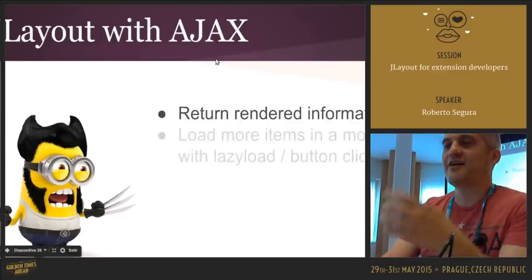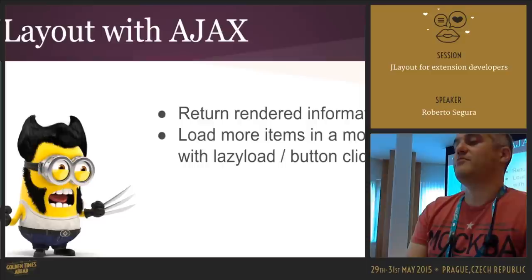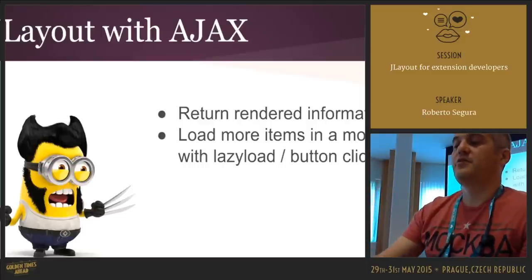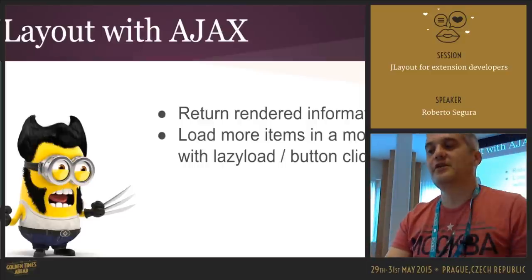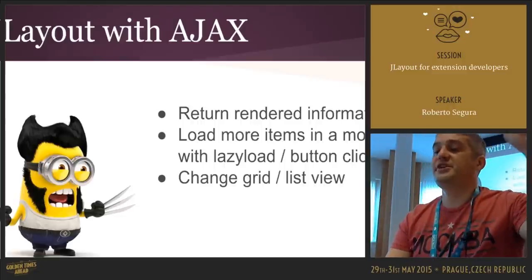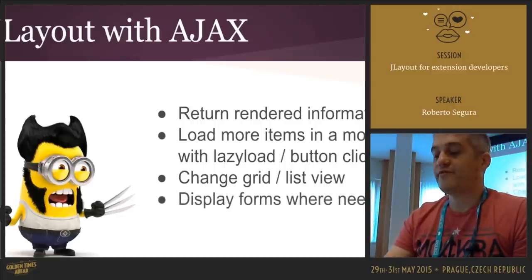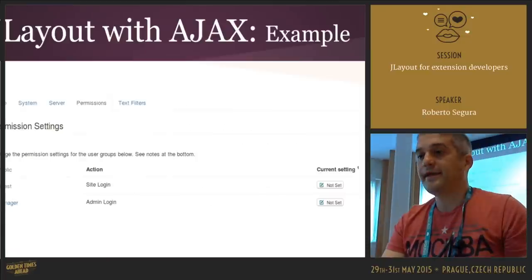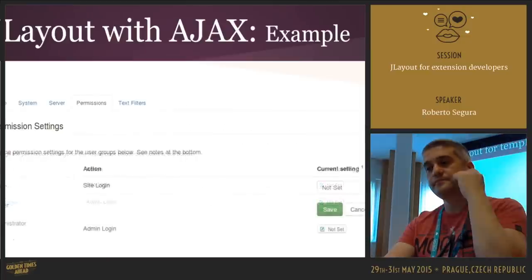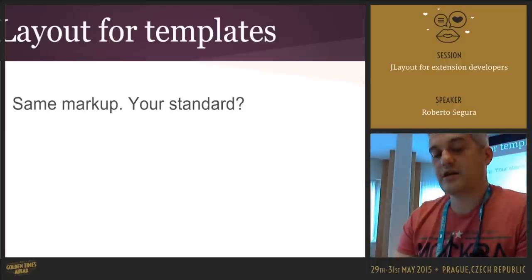You can return rendered information, and for example, you have a module that lazy loads things. You click a button and more items are loaded. If you have a products view, you can change from grid to list view directly, and display forms, which I have shown. And this is the example. Well, I think we are late.